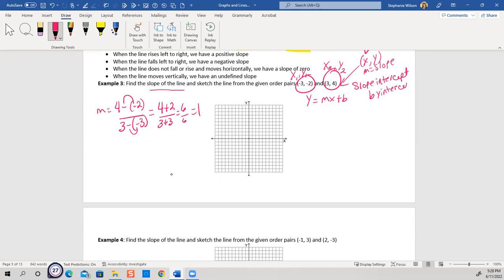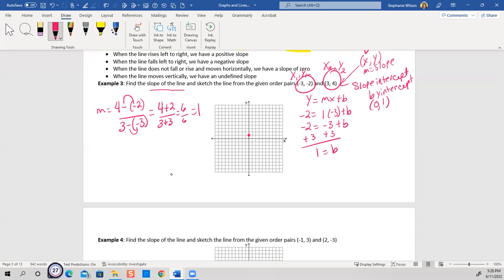So I'm just going to pick one of these ordered pairs. I'm going to pick the first one. So y is -2, x is -3. And I know what my slope is. It's 1. Let's solve for b. 1 times -3 plus b. Let's add the 3 to both sides because I want b by itself. So -2 plus 3 is 1. So now I know my y-intercept, right? It's (0, 1). So let's go plot it.